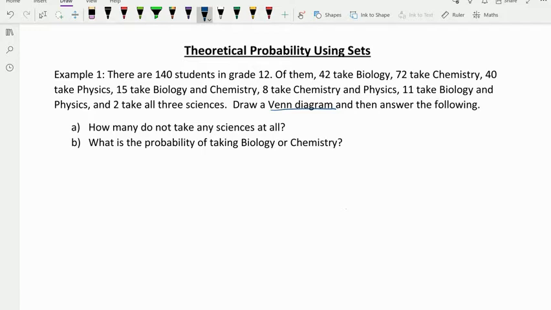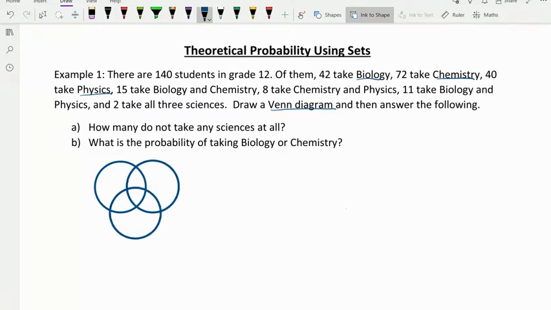First things first, what we're going to do is use some circles to represent each of our three science classes. So first circle here, we'll do a biology circle, we'll do a chemistry circle, we'll do a physics circle. I'll just label those biology, chemistry, and physics.